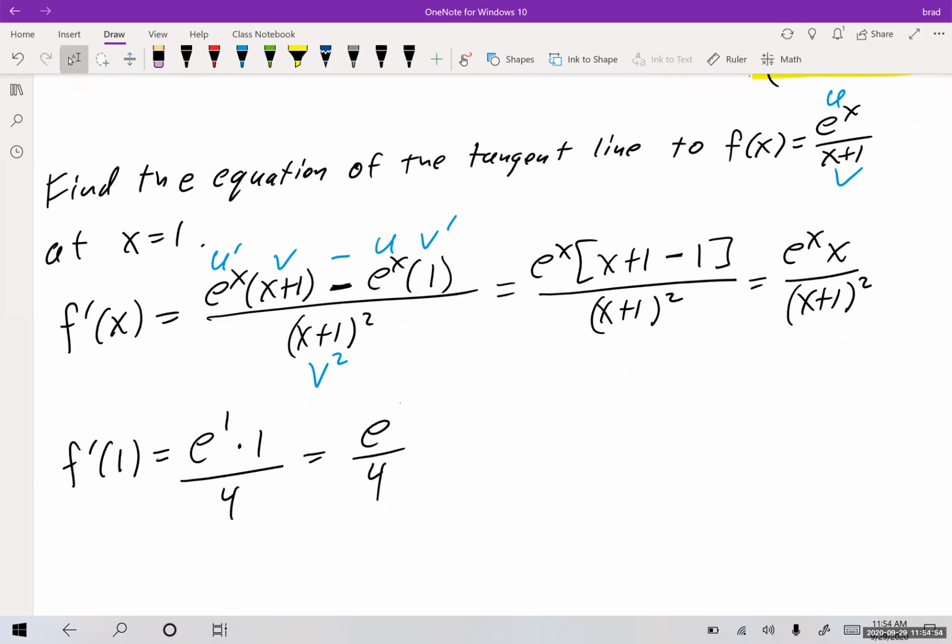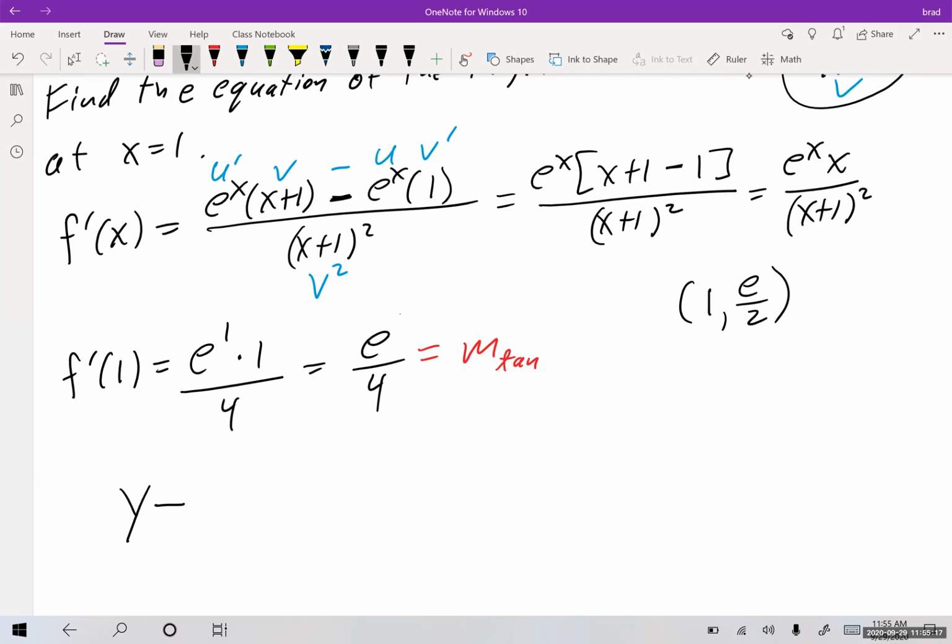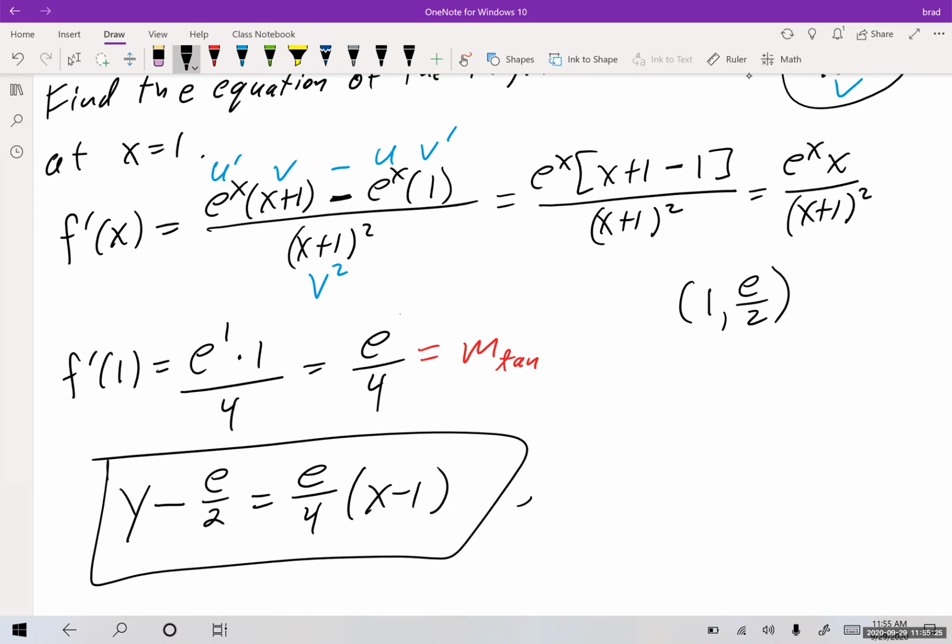So that is the slope of the tangent line. Remember, this is my m, slope of my tangent line. So I also need to find my y coordinate. So I know that my x coordinate is 1. My y coordinate, I'm just going to plug into the original, and that would be e over 2. Okay, so then they want to know the tangent line. So I do y minus e over 2 equals m, which is e over 4 times x minus 1. And that would be the equation of the tangent line.